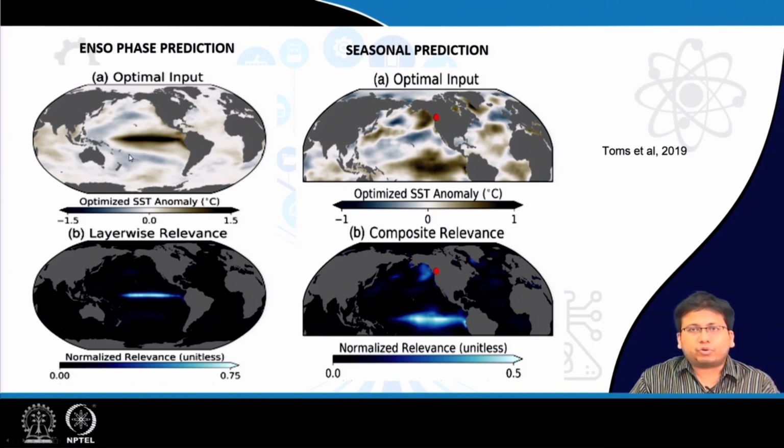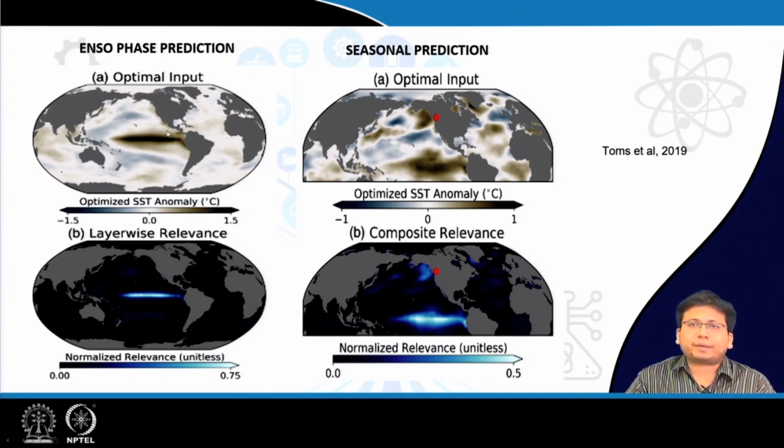So if we have to understand from sea surface temperature anomalies whether it's El Nino or La Nina, then we should be focusing on this region only, not on any other region. That is commonsensical, but that common sense had not been communicated to the model in any way.